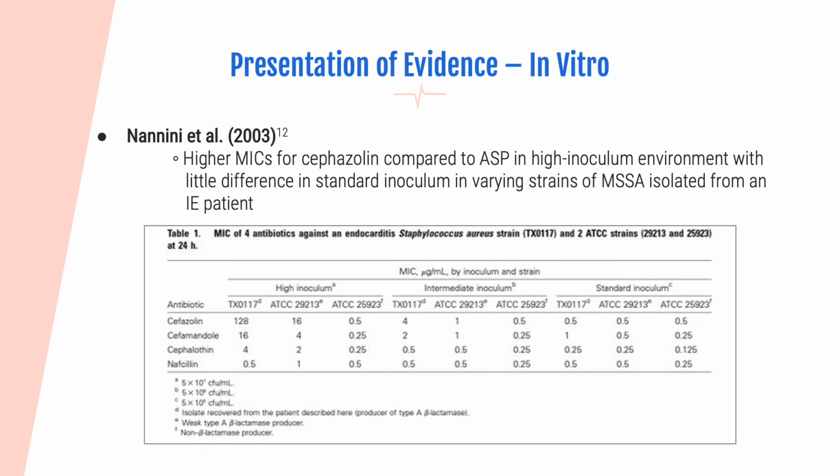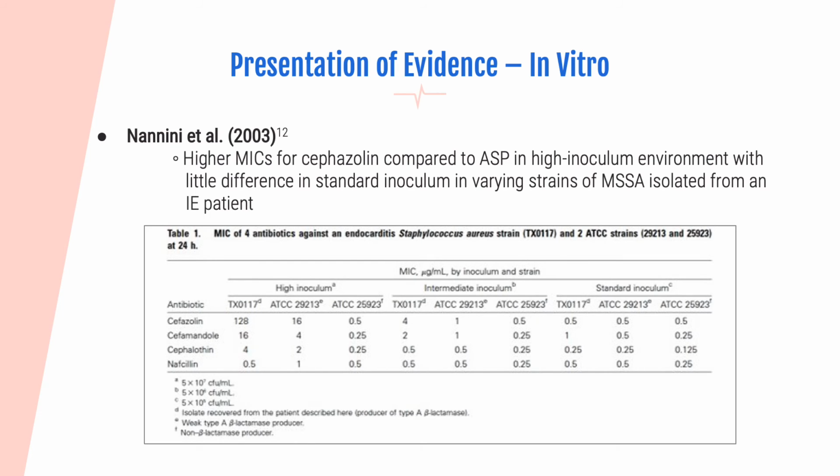At standard inoculum, the MICs for all antibiotics were at susceptible ranges. In the high inoculum environment, cefazolin demonstrated the highest inoculum effect. For the first MSSA strain, cefazolin had an MIC of 128 microgram per mL. Cefazolin was at the breakpoint susceptibility of 16 with the second strain. Nafcillin was unaffected by the inoculum size and retained its activity. No inoculum effect was seen for any antibiotic against the beta-lactamase negative MSSA strain.